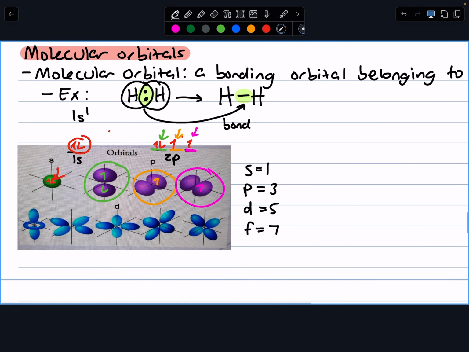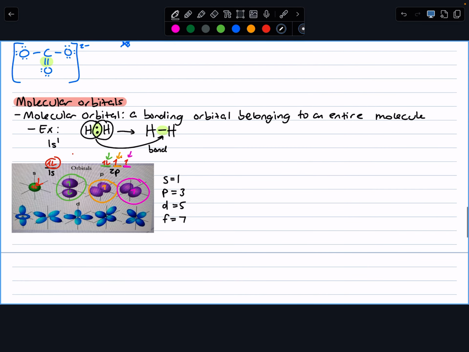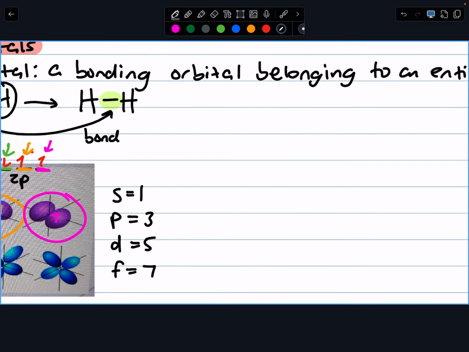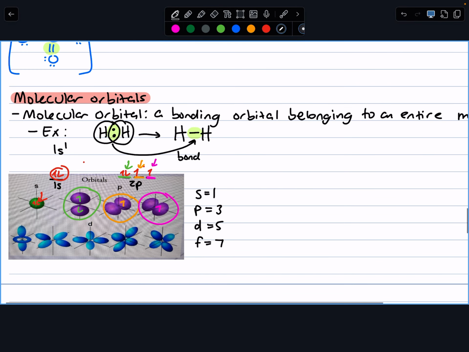Okay. So then what I want to talk about from this is going on to... I don't have to talk about that now. Okay, good. So you understand what I just did? So the definition: a bonding orbital belonging to an entire molecule. So when the orbitals overlap, bonds are formed.